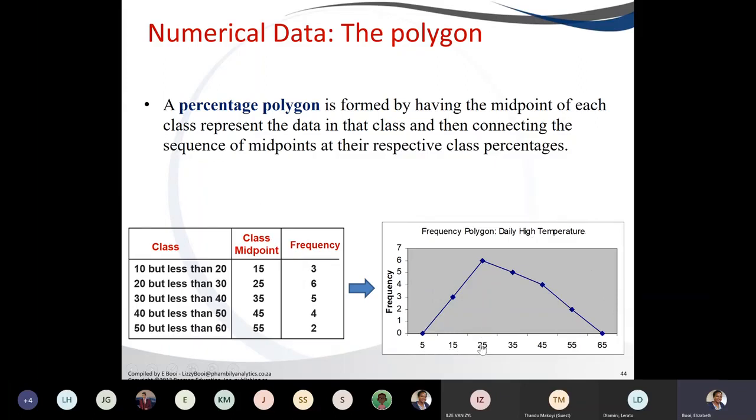So the midpoints, at the beginning it will start with 0 because there is nothing at midpoint 5, but at midpoint 15, which was our class boundary, remember it starts from 10 to 15, the frequency was 3. So you can see that it relates to that frequency. And for 25, which is based on the class boundaries of 20 to less than 30, it was 6. And you can see the shape looks like that.